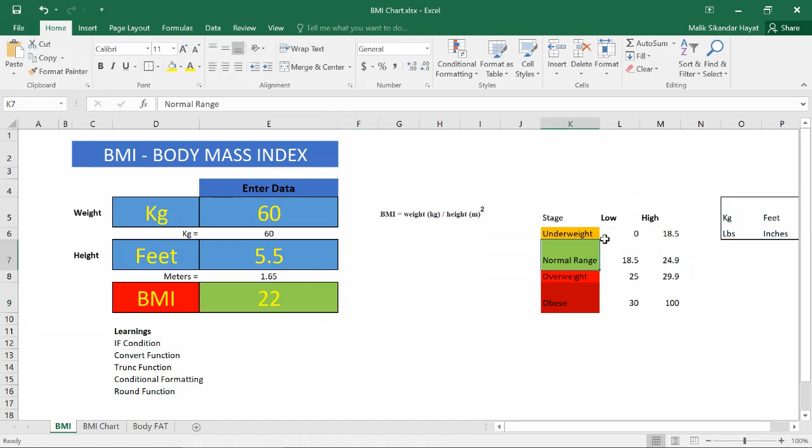These are the ranges I kept over here as well for quick reference. Okay, let me increase the weight, right? I am putting 80, this much. Oh, now things are in red, right? So it is showing overweight. Okay, now for this 80, let me increase the height to 6 feet. Now it becomes okay, because height is there, so that means that much weight is okay.